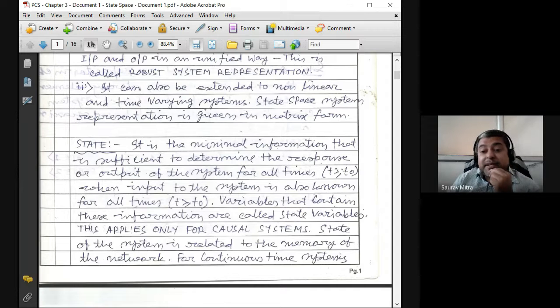What is meant by state variable? Variables that contain this information are called state variables. So for the RLC circuit, you have to remember IL is a state variable. VC, the capacitive voltage, is a state variable. VL, the inductive voltage, is a state variable. IR, the resistive current, is a state variable, which is the same as IL. VR, the resistive voltage, is a state variable. Okay, and their values at any time instant are called the state. So what is state and what is state variable? These two things we have defined so far.